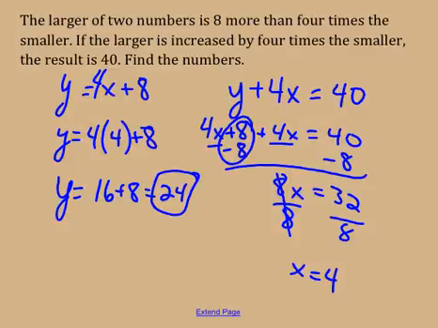So the larger of 2 numbers is 8 more than 4 times the smaller. Well, the smaller is 4, so I times that by 4. 16 plus 8 is 24. So that actually works out. So just say the small number is 4, the large number is 24. Here, I can even write it. Small number is 4.